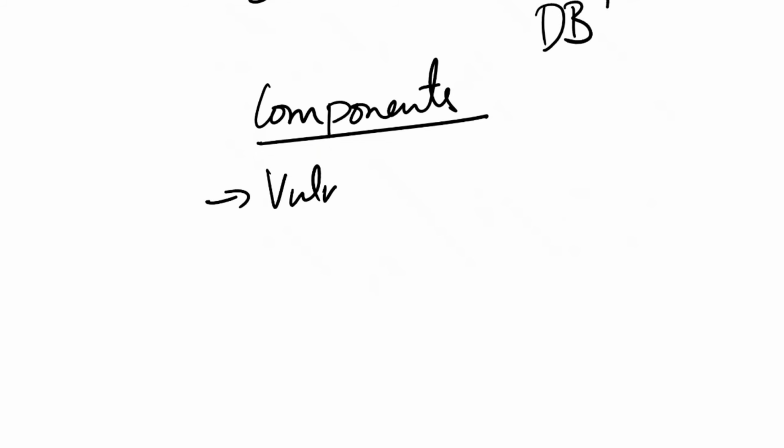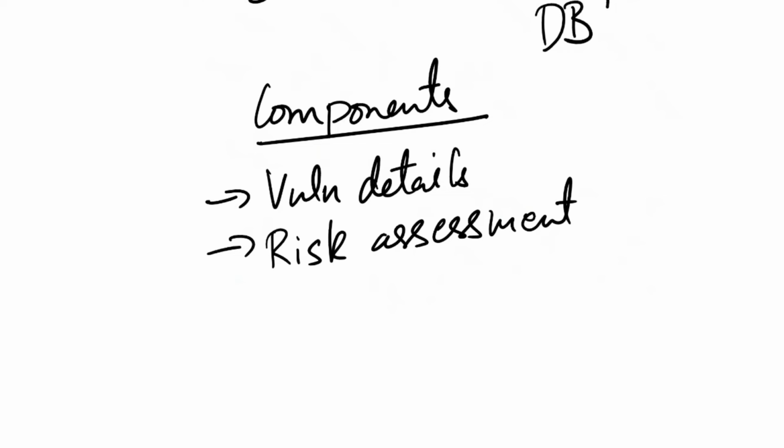First one, vulnerability details. The risk register includes a comprehensive list of identified vulnerabilities. This list should provide details such as the name or description of the vulnerability, its severity, the affected systems or assets, and its classification. Next, risk assessment. For each vulnerability, the risk register assesses the potential impact on the organization, such as data loss, system compromise, operational disruption, or regulatory non-compliance. It also considers the likelihood of exploitation and any known exploits in the wild.